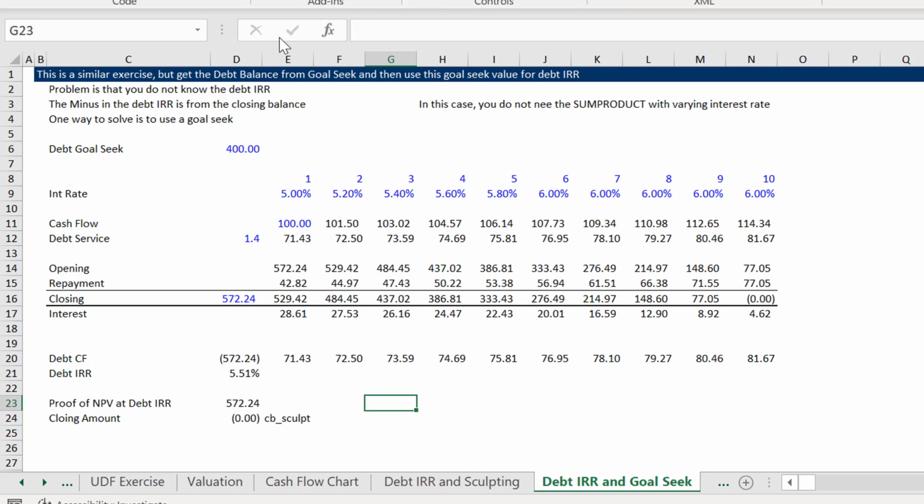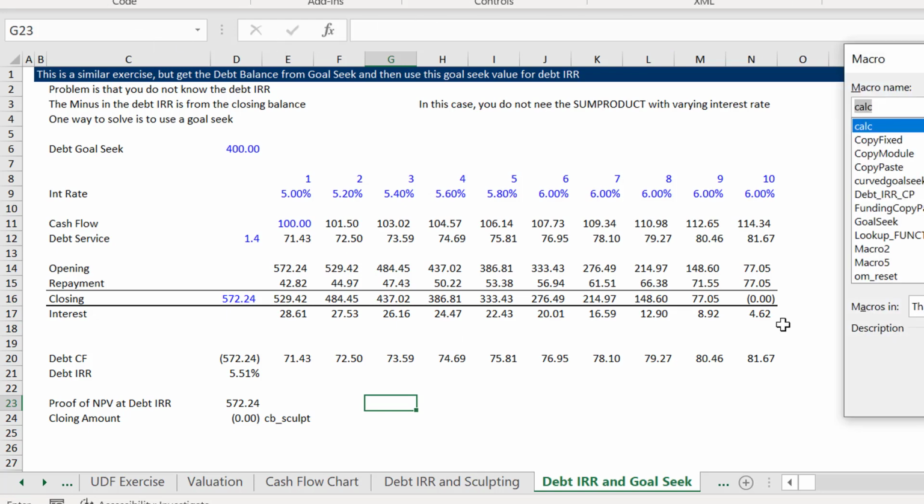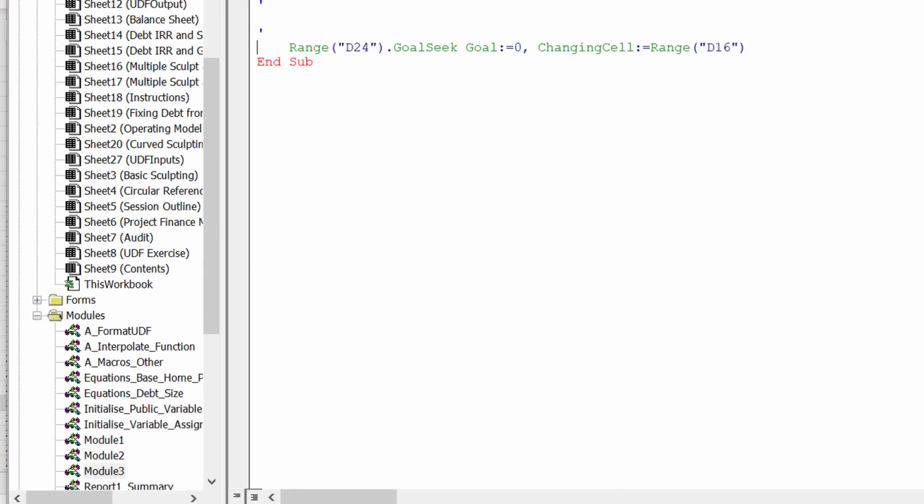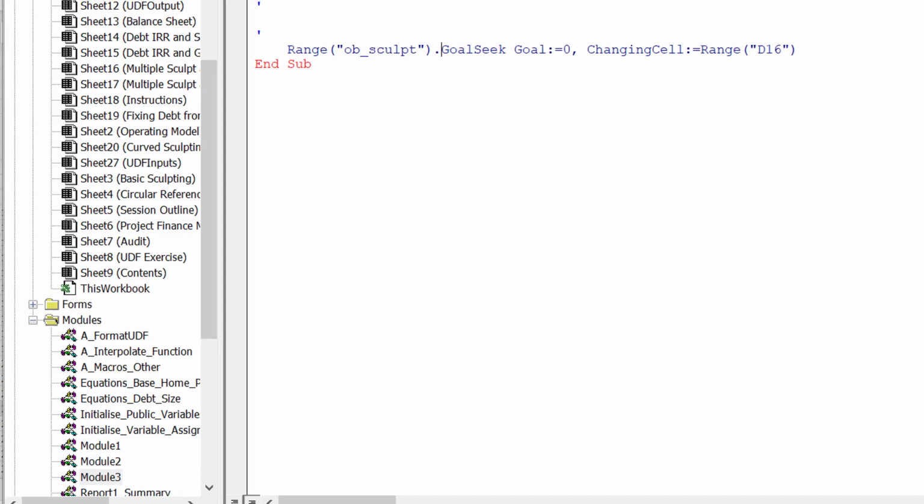And we'll go and look at the macro just for a minute. What did I have it? I called it sculpt goal seek or sculpt goal. Okay, and while we remember it, CB sculpt, OB sculpt. So we set, and I don't know why that does that all the time. It puts the little things here, and we'll change the OB sculpt.